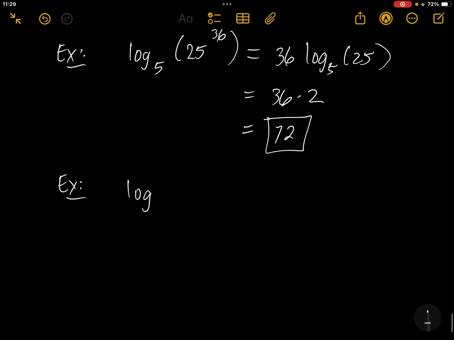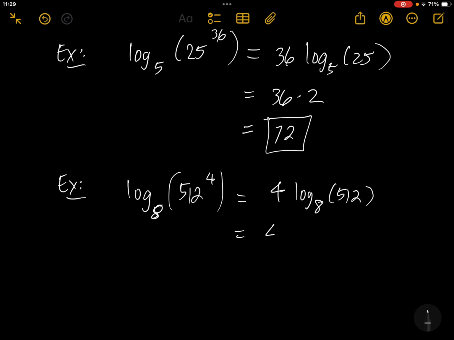What's log sub 5 of log sub 8 of 512 to the 4th power? So by our property of logs, why don't you try figuring it out first, and then we'll go over it. Okay, let's go over it. By the property of logarithms, it's 4 times log sub 8 of 512. And we can actually do this. Log sub 8 of 512 turns out to be 3. Is that right? Yeah. So it's 4 times 3, so the answer is 12.